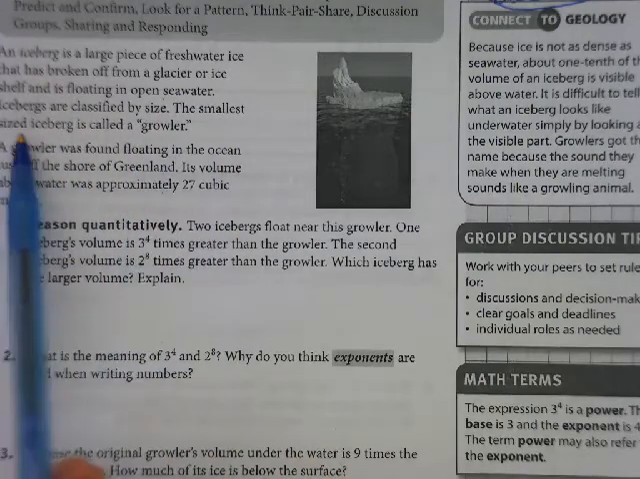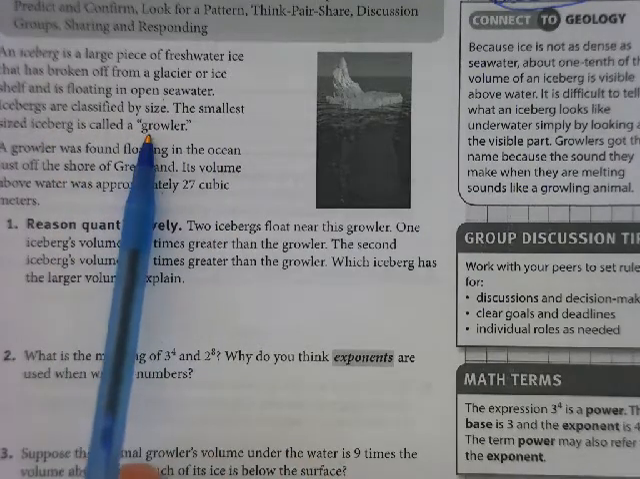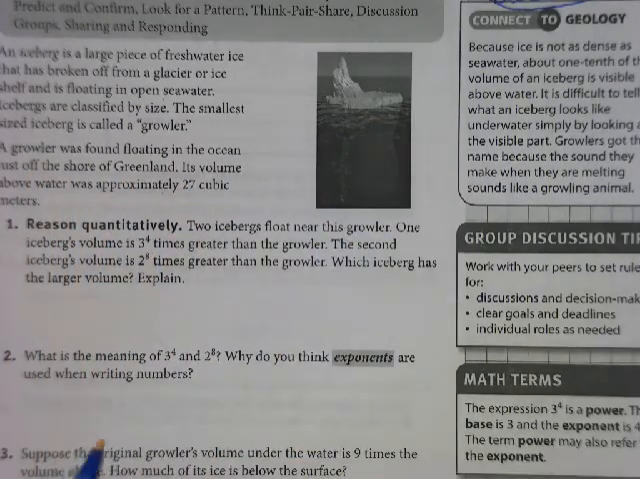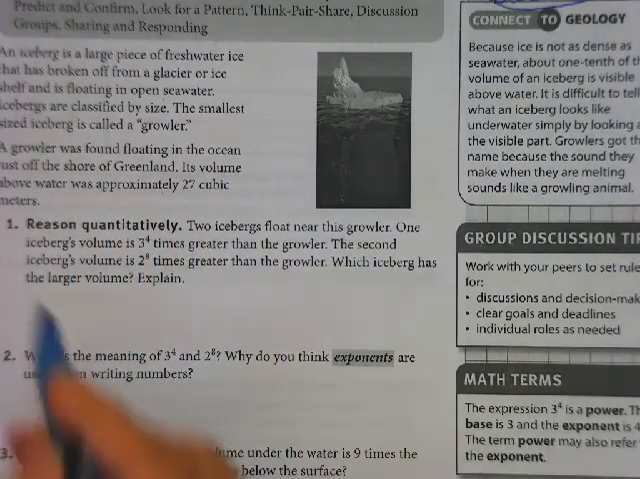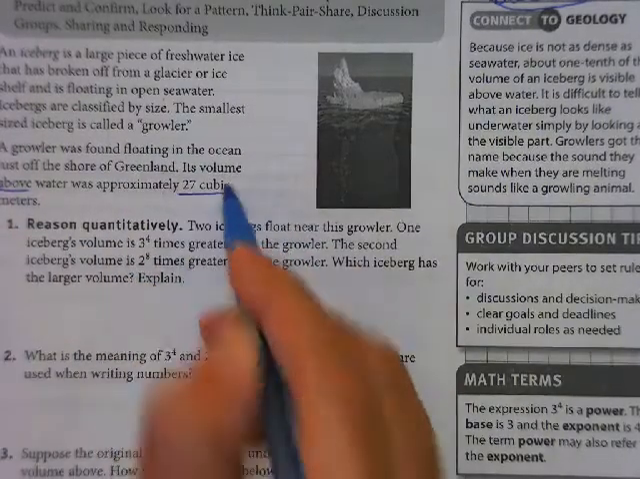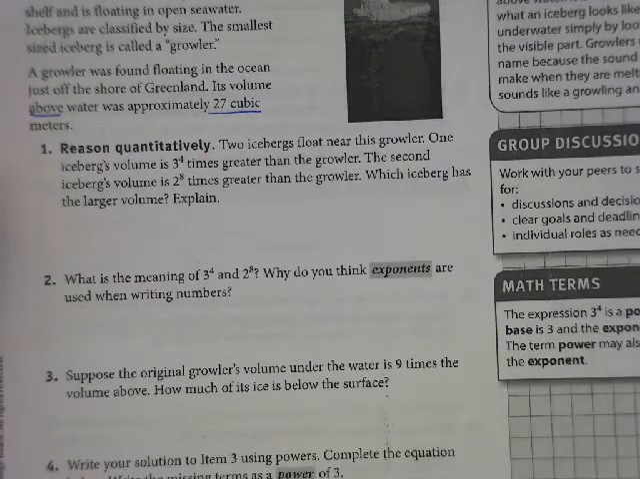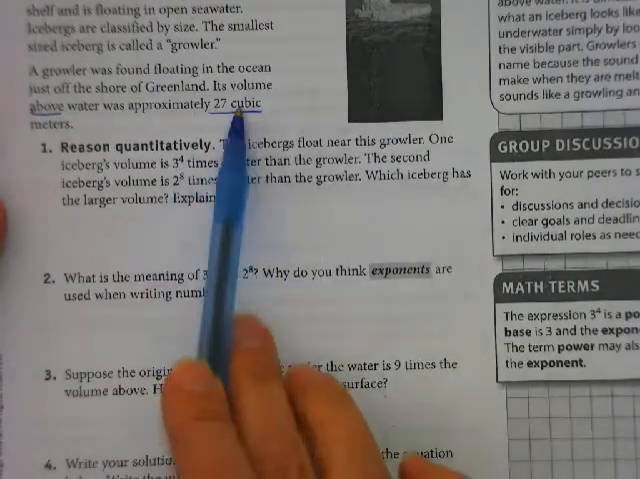The smallest size iceberg is called a growler. It is found floating in the ocean. This one is in Greenland, and its volume above the water is approximately 27 cubic meters. Now, why is this important? Well, we're going to use this 27 cubic meters, and we're going to relate it back to our exponents.